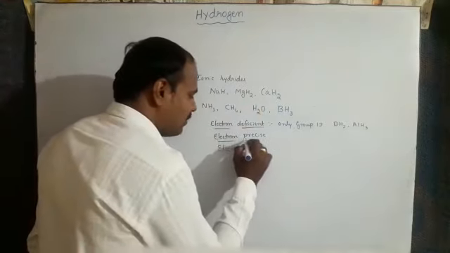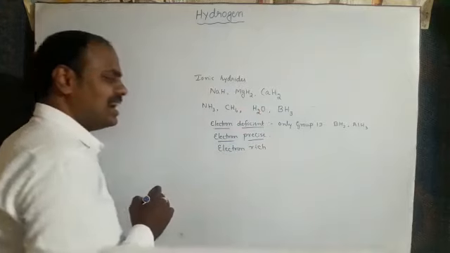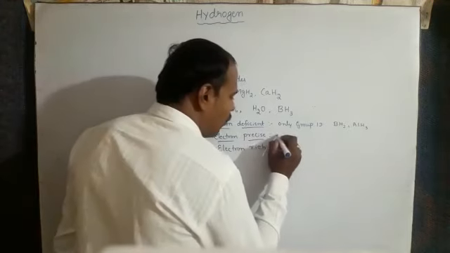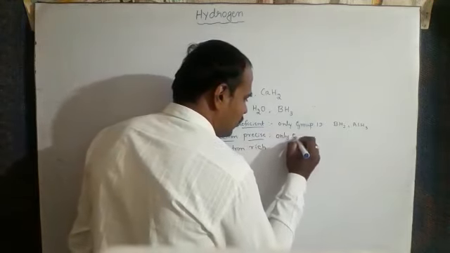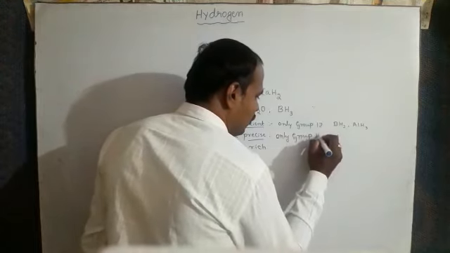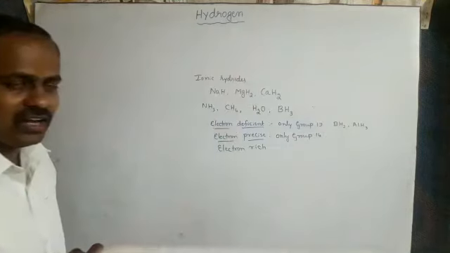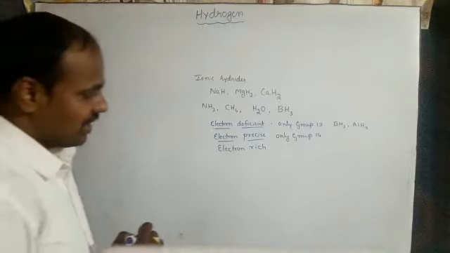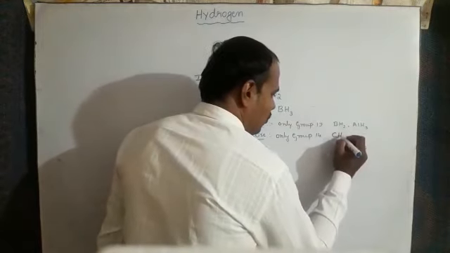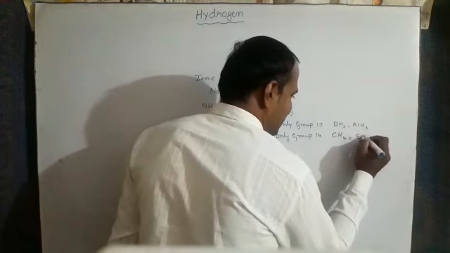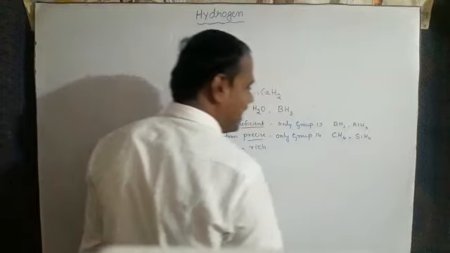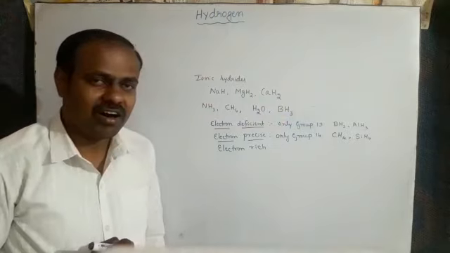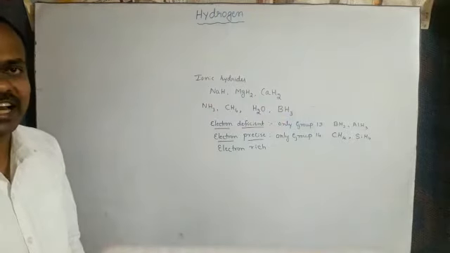What are electron precise hydrides? When dihydrogen gas reacts with only group 14 elements to form hydrides, they are called electron precise hydrides. For example, CH4, methane, and SiH4, silicon tetrahydride, are the examples for electron precise or electron sufficient hydrides.